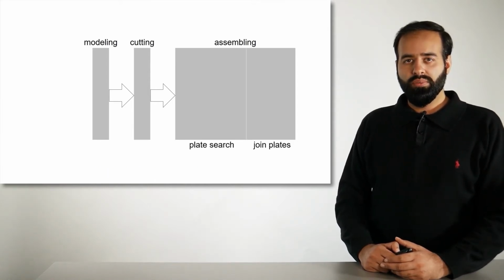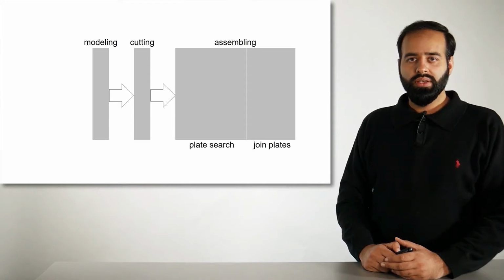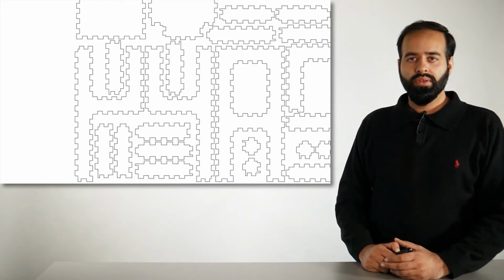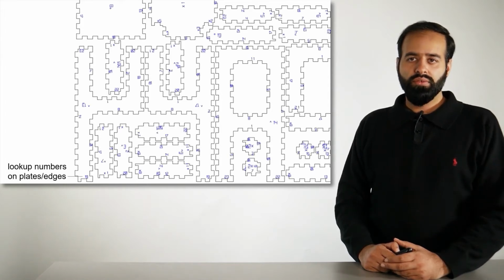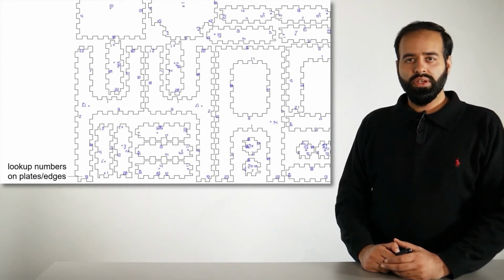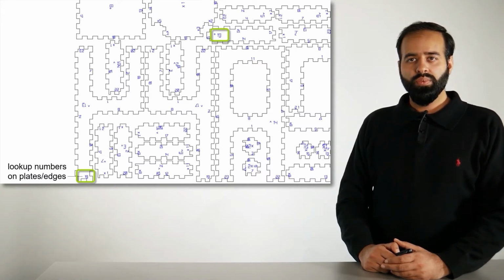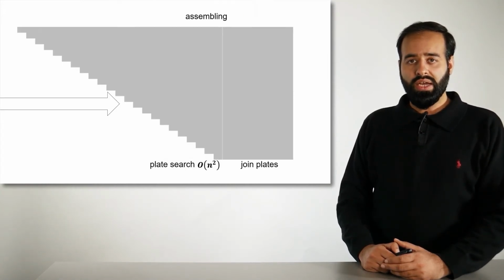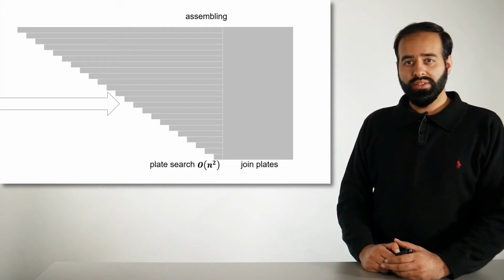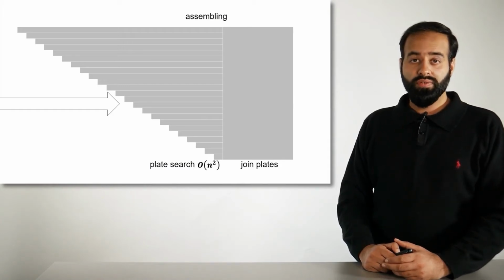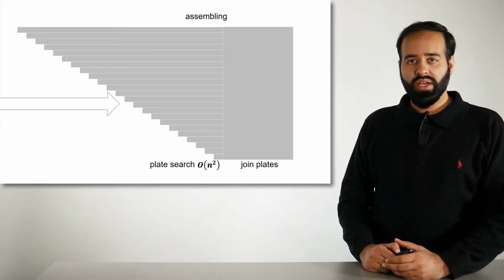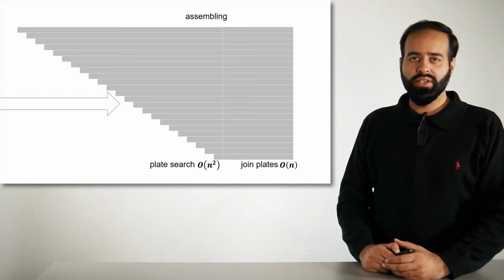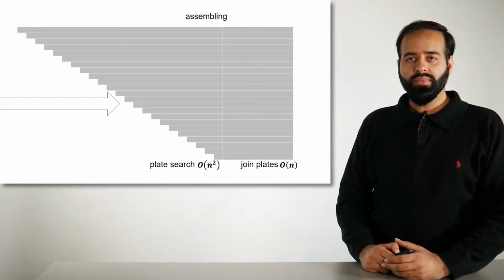There are two steps in the assembly process: searching for the right parts and then joining them. Here's the typical method to help users find the correct plates. Lookup numbers are engraved on pairs of edges, and the user has to perform a quadratic search to find the corresponding numbers. So what we saw here is that plate search scales quadratically. As the total number of plates increases, it will take increasing amounts of time to find the right plate. But once the user finds the right pair of plates, joining them is a linear process. So to really speed up assembly, our objective is to minimize plate search.